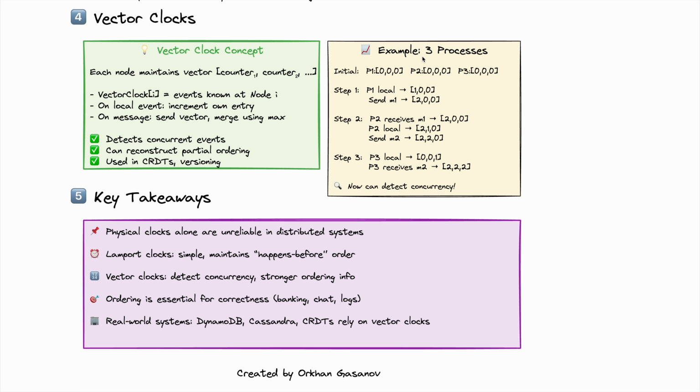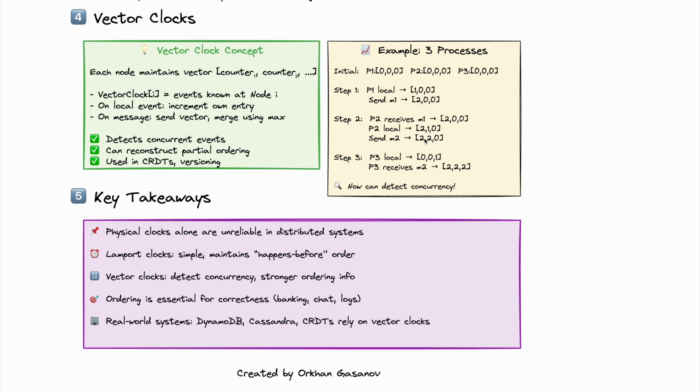So let's take a very simple example. Let's say we have three processes. In step 1, we have the local time, which is 1, 0, 0. Then we increment and send that to the second process. Here we receive the time 2, 0, 0, and the local time is 0, 1, 0, and we merge them, taking the maximum. Here we increment, and now the time is 2, 2, 0, right?